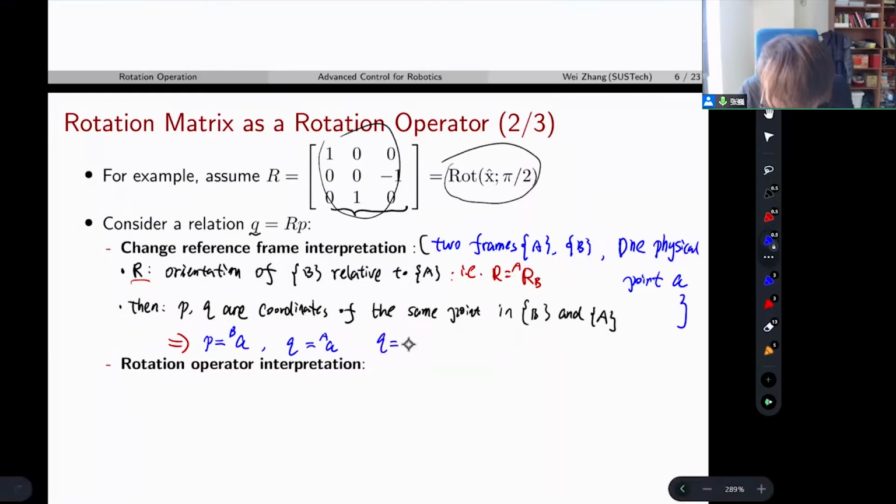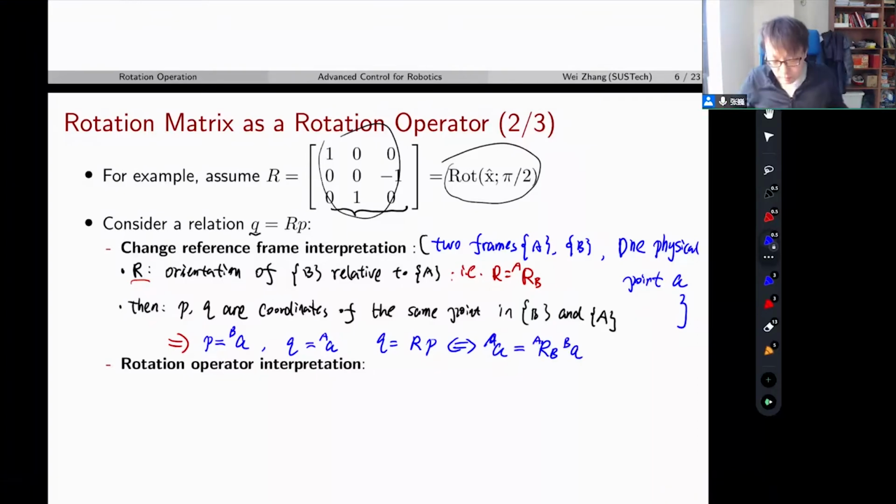So Q equal to RP means A equal to, right, A equal to R B A of B. Again, the computer doesn't know what's going on. It only knows the numbers. There are a few numbers: a vector P, a vector Q, and all these 9 numbers of R.